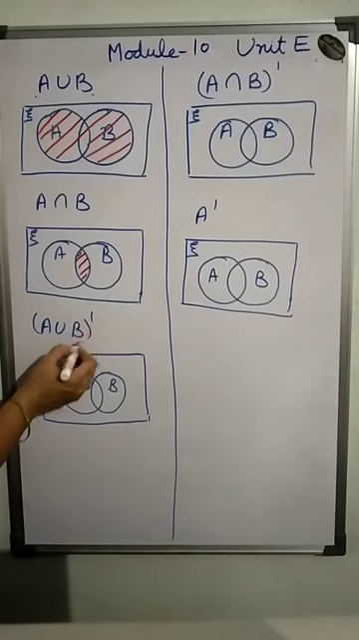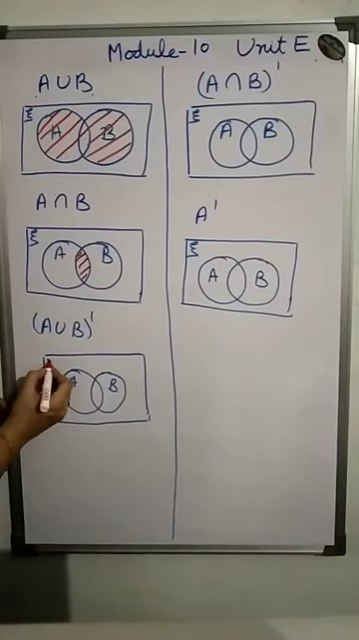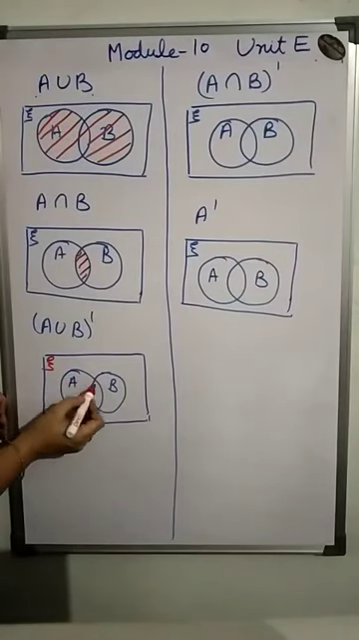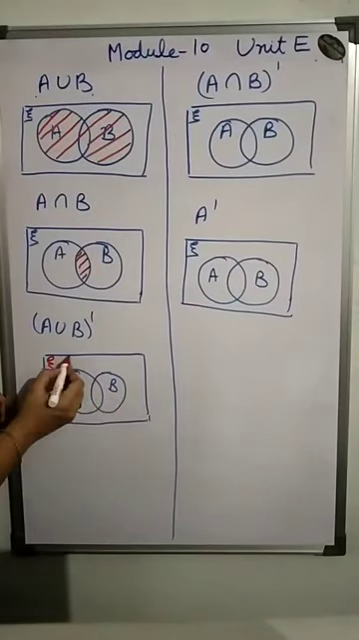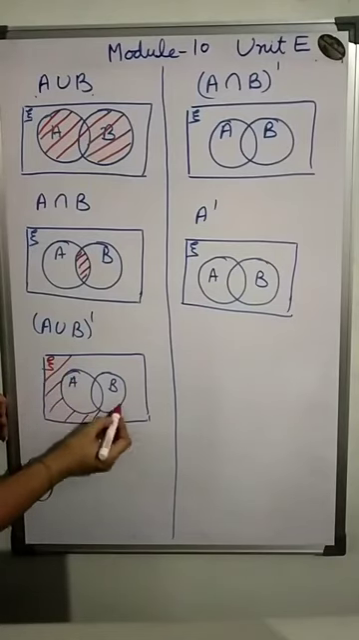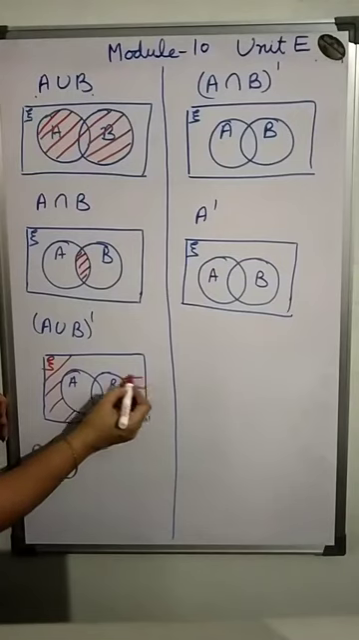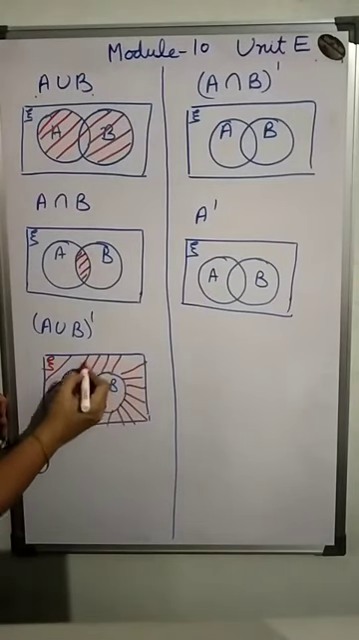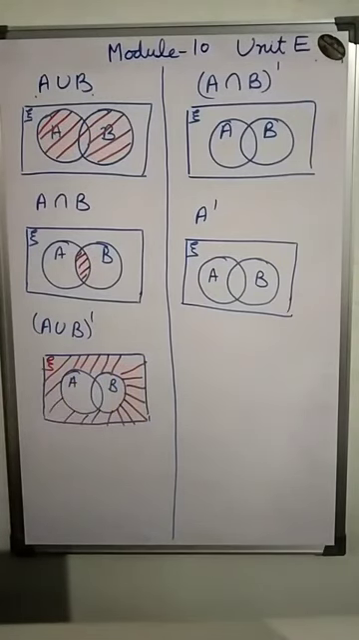A union B complement. Complement of A union B means the elements other than the A union B. So which one is A union B? A union B is this one. So the other part, the elements other than the A union B, is called A union B complement.